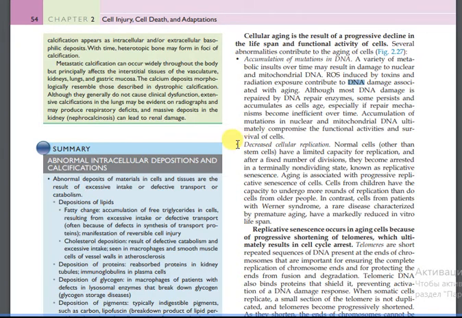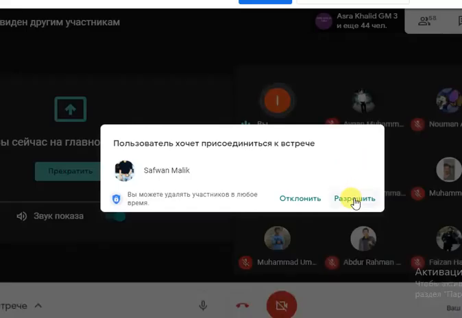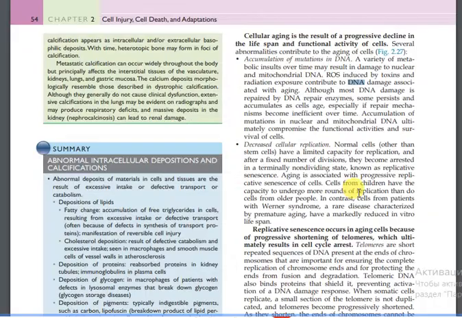And the second one is related to DNA damage. It's caused by decreased cellular replication. Normal cells other than stem cells have a limited capacity for replication. So stem cells have no restrictions in replication. That's a point we discussed here, that stem cells have a specific enzyme known as telomerase.